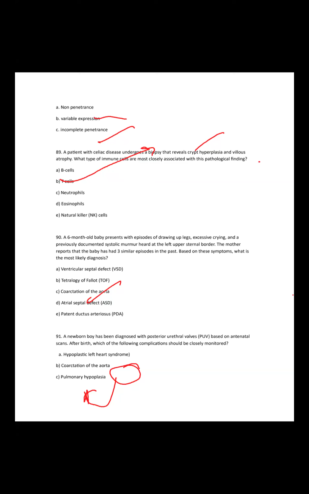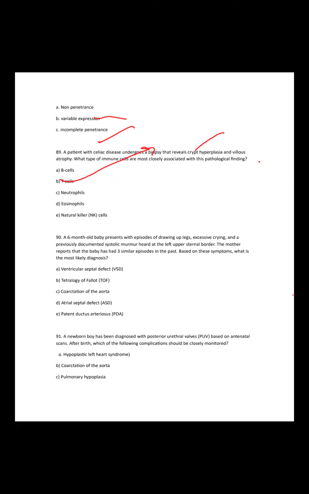Next, this is a 6-month-old girl presented with episodes of drawing up her legs, excessive crying, and a previously documented systolic murmur heard on the left upper sternal border. Mother reports she had 3 similar episodes. Based on these symptoms, what is the most likely diagnosis? It's tetralogy of Fallot. Cyanotic heart disease, 6 months, she is presenting with spells.